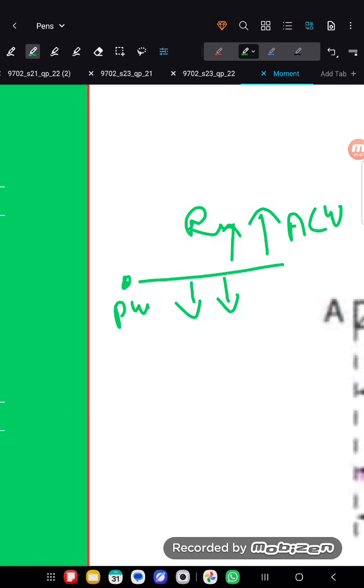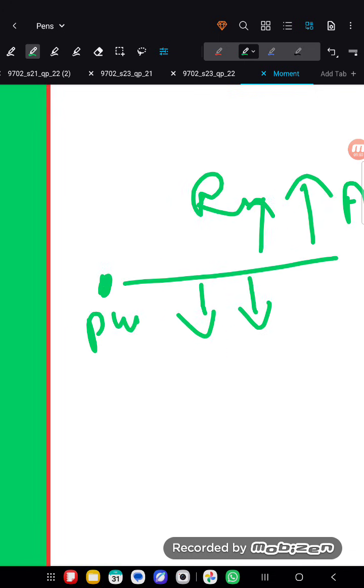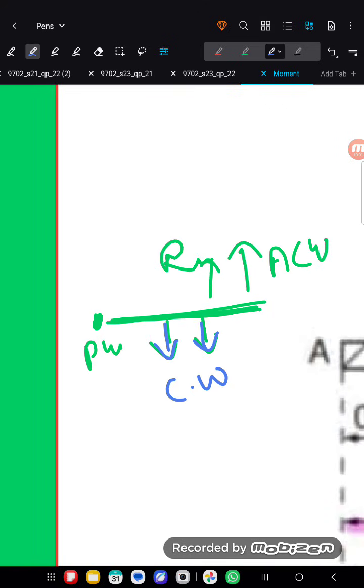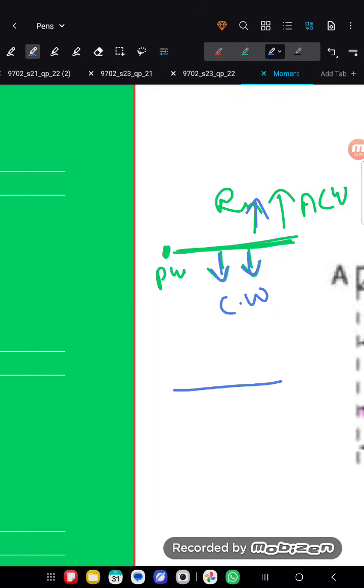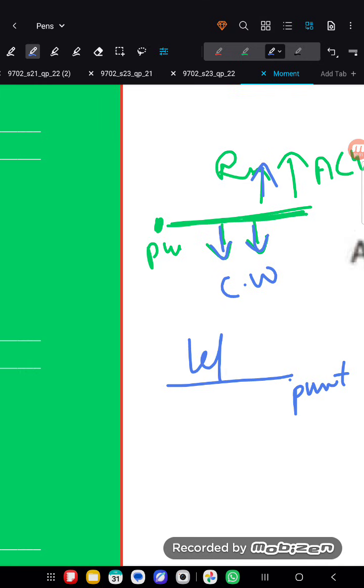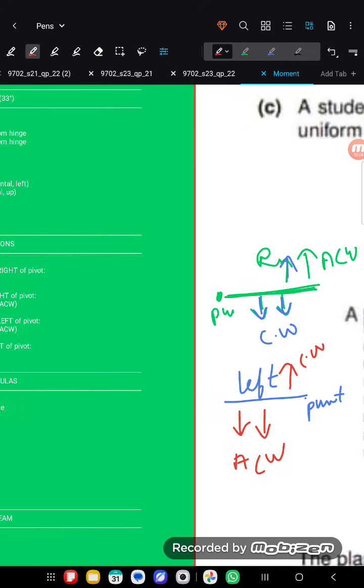anti-clockwise. Again I'm repeating, if the pivot is here and the forces are acting on the right side, up and down, so this all will be clockwise, you will take it, and this upward force you will take as anti-clockwise. So what if the pivot is this side, and this is the left side, so this will be opposite. If it is acting like this, it will be a downward force, you will take it as anti-clockwise, and this you will take as clockwise.